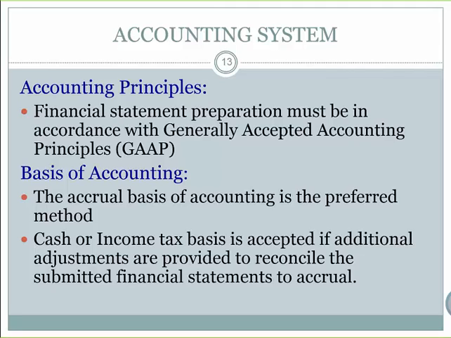When we're reviewing your accounting system, you need to follow some certain rules too. You need to follow GAAP. Financial statement preparation should be in accordance with GAAP. You need to also tell us what your basis of accounting is. And again, accrual is the preferred method. If you are using the cash or the income tax basis, that will be accepted once again if you provide all the additional adjustments to reconcile to the accrual basis.